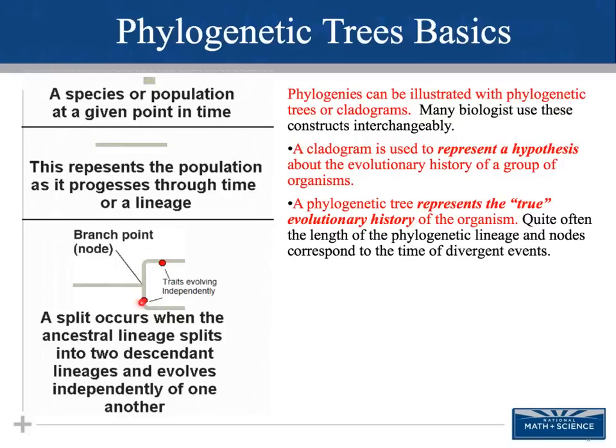Wherever it splits, like it's doing in this part of the picture, the point where it splits is called the node, also known as the branching point. And a split just shows where the lineage splits into two descendant lineages, so two different populations, if you will, evolve independently of one another.